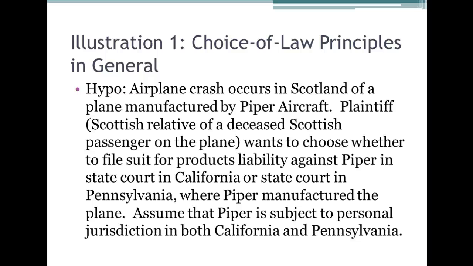So here is an illustration of choice of law principles in general. And we're going to have a hypo that's pretty much based off of Piper Aircraft. So an airplane crash occurs in Scotland of a plane manufactured by Piper Aircraft. The plaintiff, who is a Scottish relative of a deceased Scottish passenger on the plane, wants to choose whether to file suit for products liability against Piper in state court in California or state court in Pennsylvania, where Piper manufactured the plane. Assume that Piper is subject to personal jurisdiction in both California and Pennsylvania.